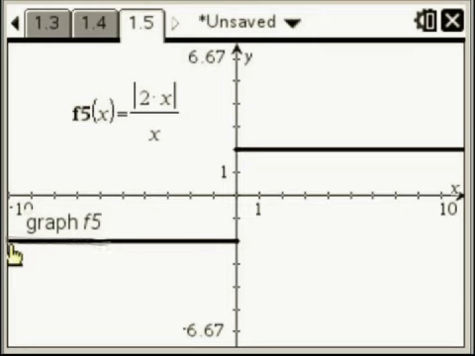This is a graph of the function absolute value of 2x over x. This function's undefined at x equals 0, and this function has a jump discontinuity at x equals 0.